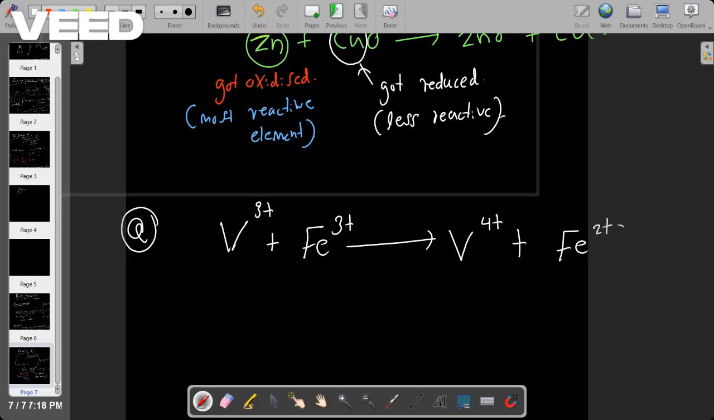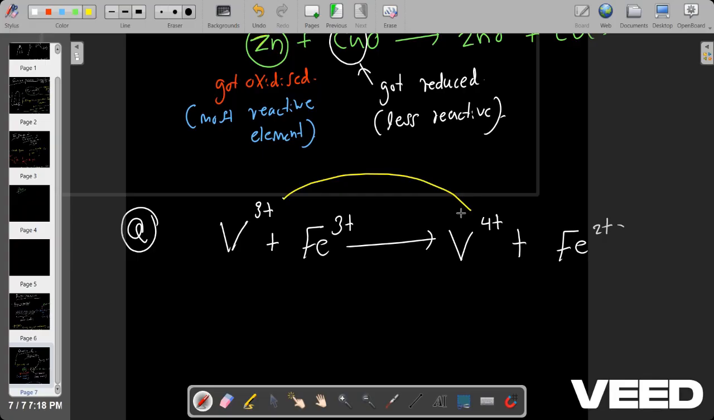Very good. Now the charge increased. Charge is increased, and that is called oxidation. Charges are increased in oxidation.